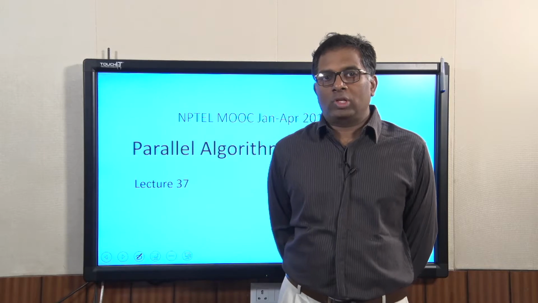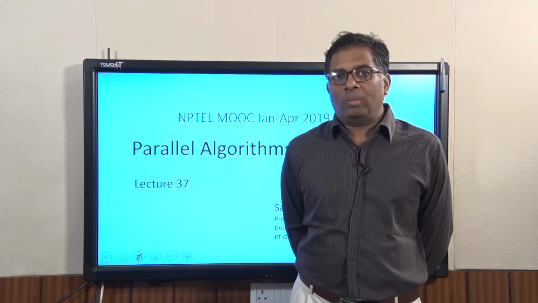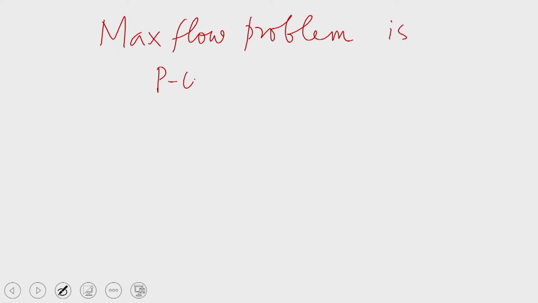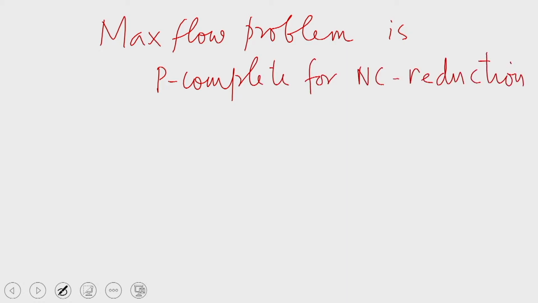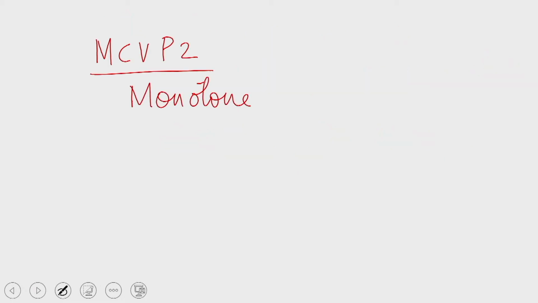Here we have to answer questions of this sort: given a network and a flow value, check if this is the maximum flow the network can have. So we shall show that the max flow problem is P-complete for NC reductions by showing that the max flow problem is at least as hard from the perspective of NC reductions as MCVP2. MCVP2 is a short form for monotone CVP for fan out 2.